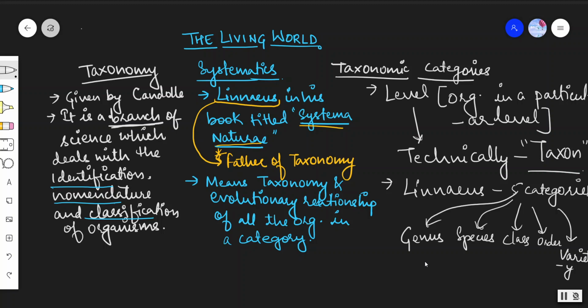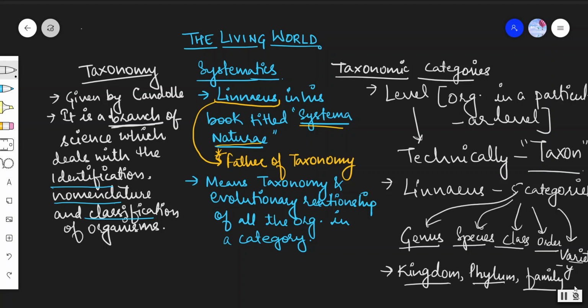Later on, these categories are changed and a few other categories are added, and those are kingdom, phylum, and family. Okay, among these five, these three are also added.